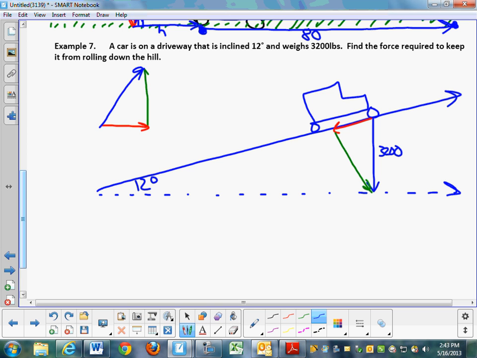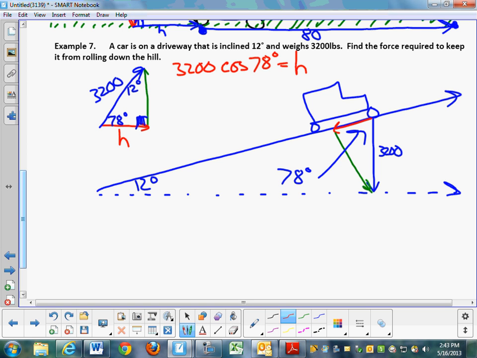Okay, so I need an angle. What's this angle right here? We need that angle. 78. Okay, so this is 3,200. So I need to figure out the red, we said. So I'm going to go ahead and do that. And I'm going to call that H for horizontal. So I have the 3,200 times the cosine of 78 degrees is equal to H. Somebody have an answer?